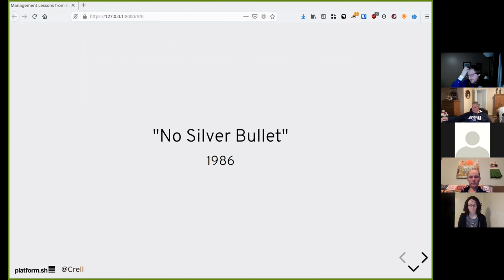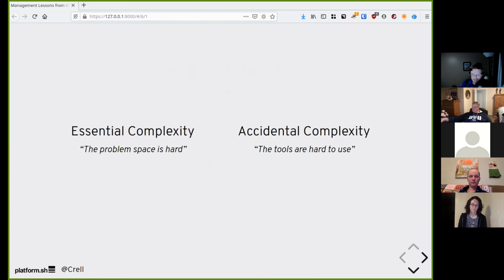In the 1995 anniversary edition, Brooks included a couple of new chapters, including an essay called No Silver Bullet, based on a talk he gave in 1986, in which he lays out 2 kinds of complexity, what he calls essential complexity and accidental complexity.